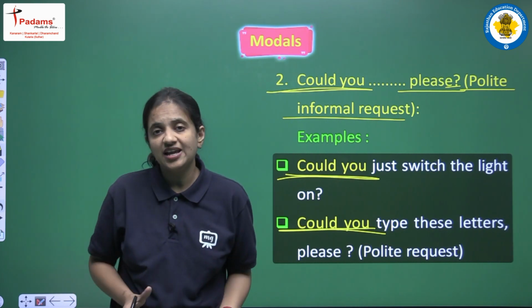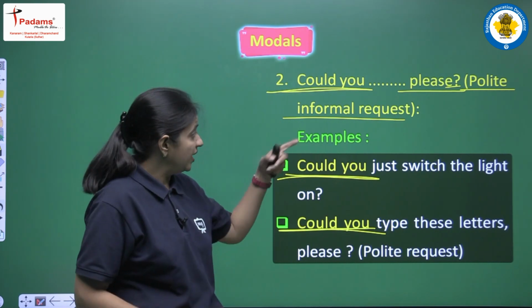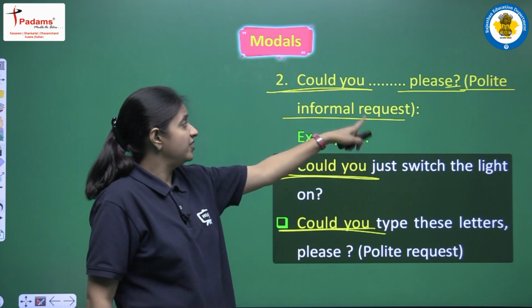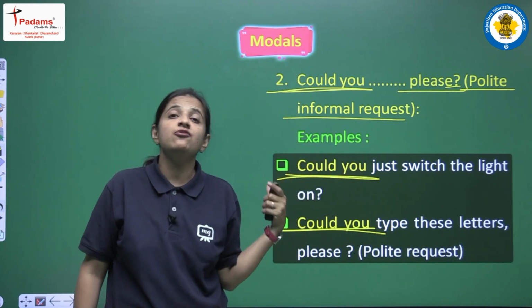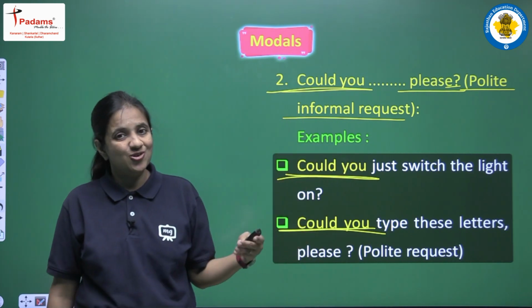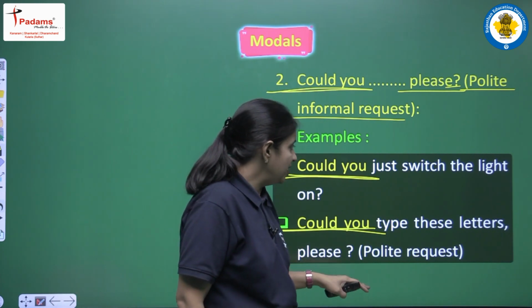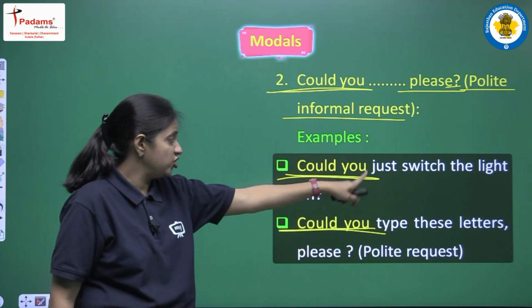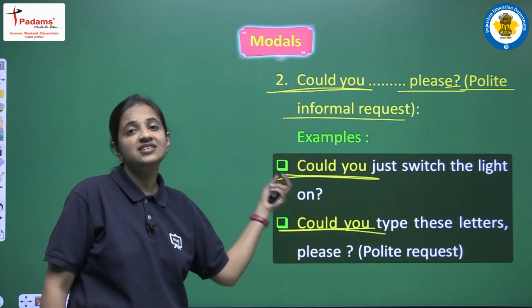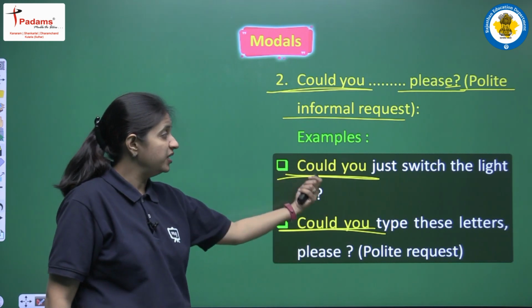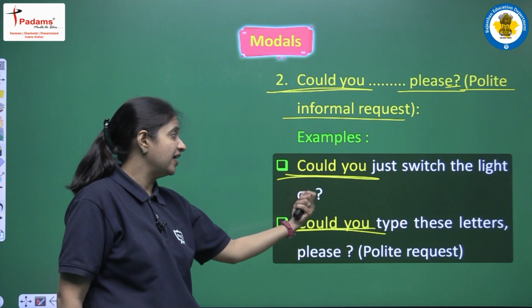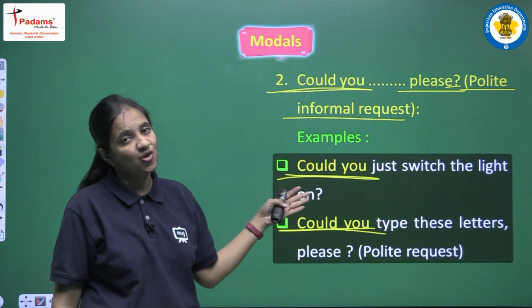So this structure can be used to show request, and very polite request in fact, and that too in a very informal manner. So if you are sitting somewhere and you are requesting someone to switch on the light, you can make your sentence in this structure, that could you please switch on the light, or you can write could you just switch the light on.